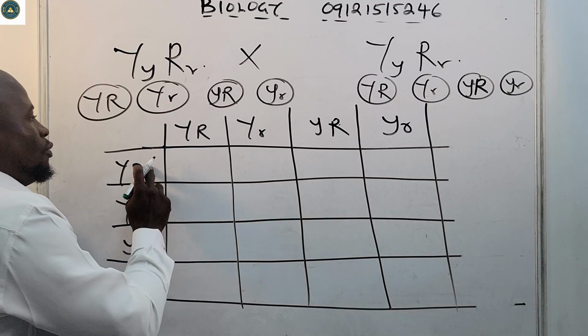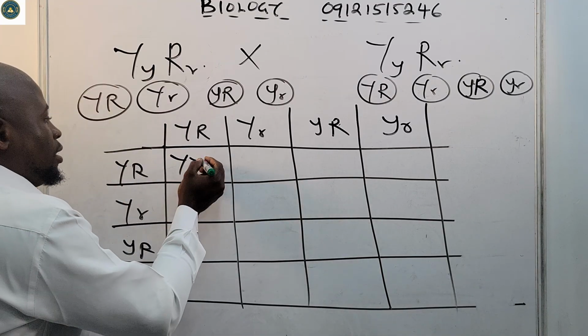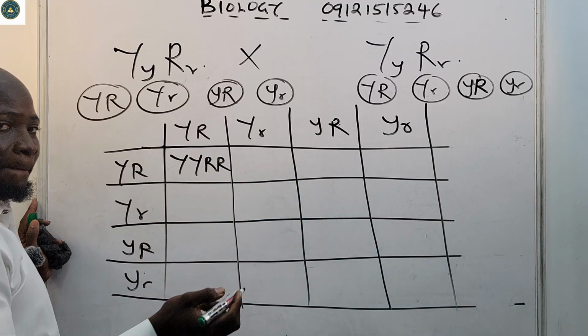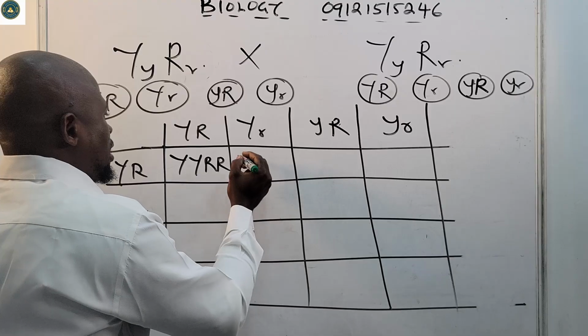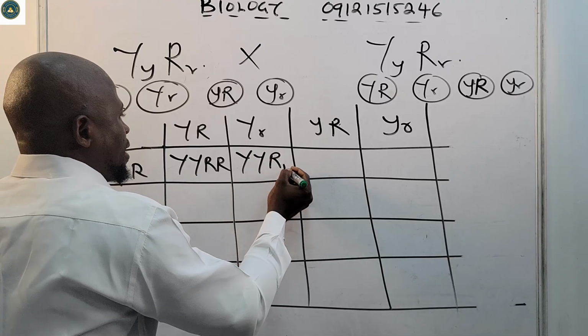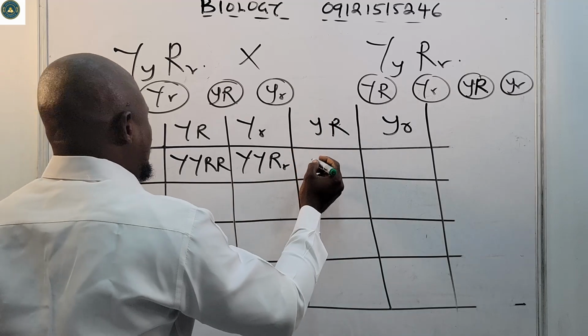What we've crossed YR times what? YR. What I'm going to have? I'm going to have what now? Y, Y, R, R. Abi? Yes. So this times this also. I'm going to have what now? Y, Y, R, R. All right. Then this, we multiply this. I'm going to have what now?